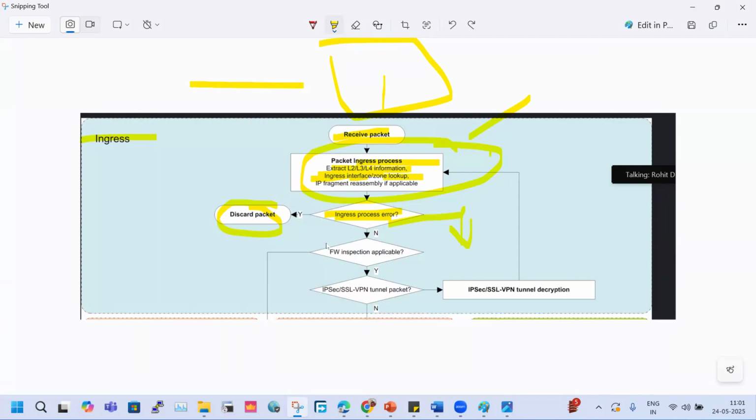Yeah, in this stage, it will check whether the inspection is applicable or not. Now you are asking how it will check whether the inspection is applicable or not. If it is applicable, then it will move to SSL. Yes, definitely. Whenever the traffic is received by the firewall, there might be two cases: either it's encrypted traffic or it's plain text traffic.